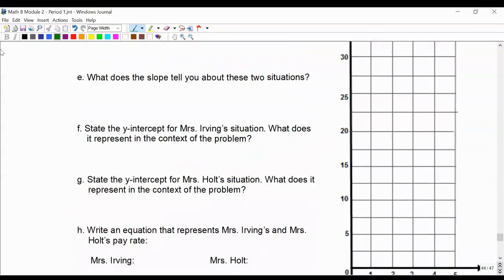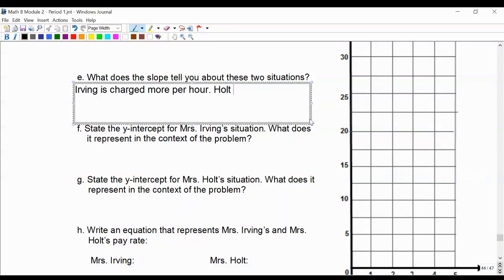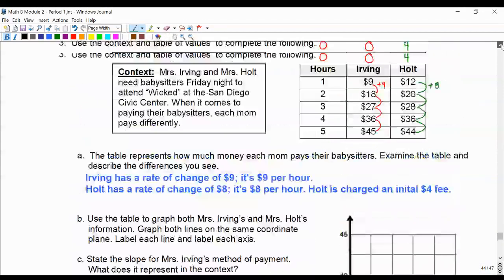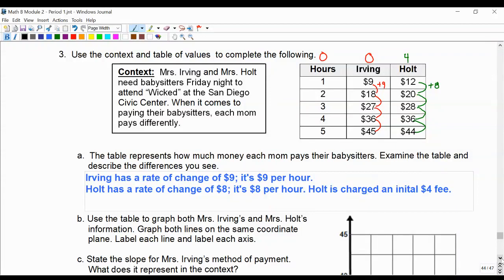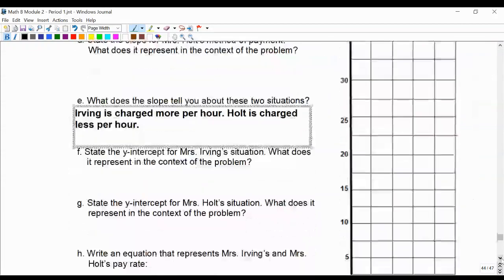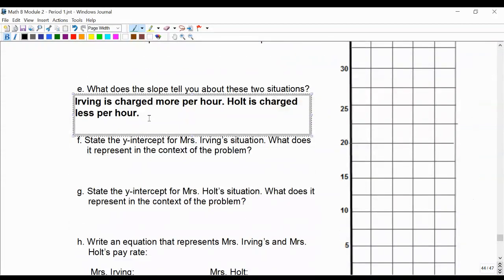E, what does the slope tell you about these two situations? So Irving is charged more per hour. Holt is charged less per hour. Make sure we have this correct. So Irving is more. Let's make sure we have, there it is. Yep, Irving was charged more and Holt is less. And you're going to graph this, but let's try to predict what this graph is going to look like.